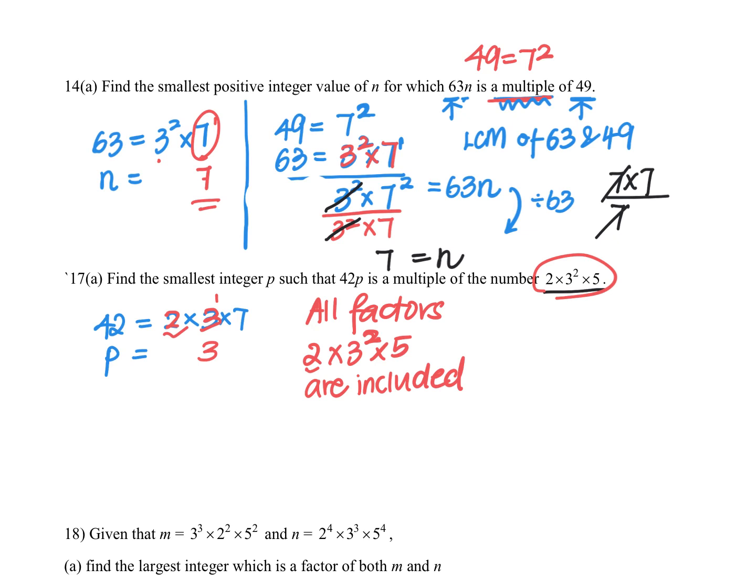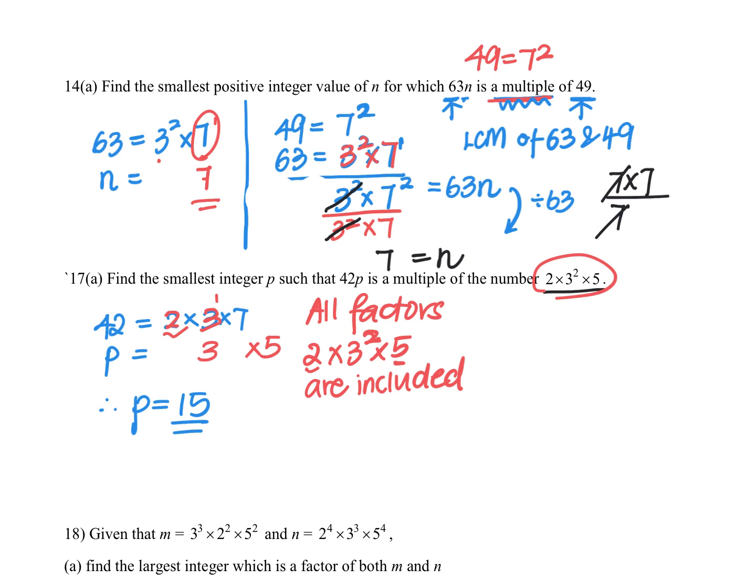Then there's a factor 7. 7 is something extra. It's okay to have extra for this case. And the other factor is 5. So 5 is not inside. I need to include the factor 5. Alright, and this gives me the value of p to be equal to 3 times 5, which is 15. This is one method.